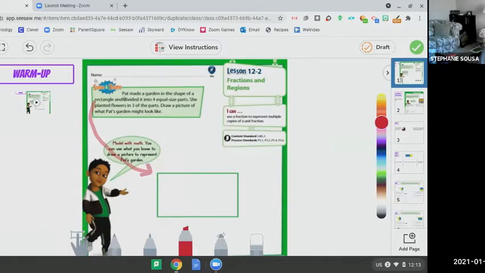And divided it into 4 equal-sized parts. She planted flowers in 3 of the parts. Draw a picture of what Pat's garden might look like. All right, so you are going to divide this garden into 4 parts, and there will be flowers in 3 of the parts. I will give you a moment to complete your work, and then we will come back together and look at the answer.